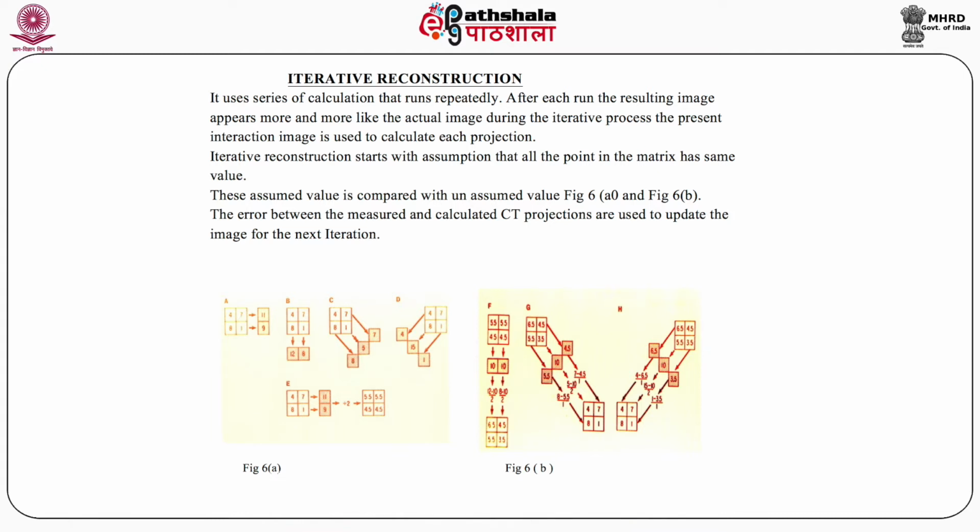In the iterative reconstruction technique, it uses a series of calculations that runs repeatedly. After each run, the resulting image appears more and more like the actual image during the iterative process. The present iteration image is used to calculate each projection. Iterative reconstruction starts with the assumption that all the points in the matrix have the same value. This assumed value is compared with the measured values. The error between the measured and calculated CT projections is then used to update the image for the next iteration.